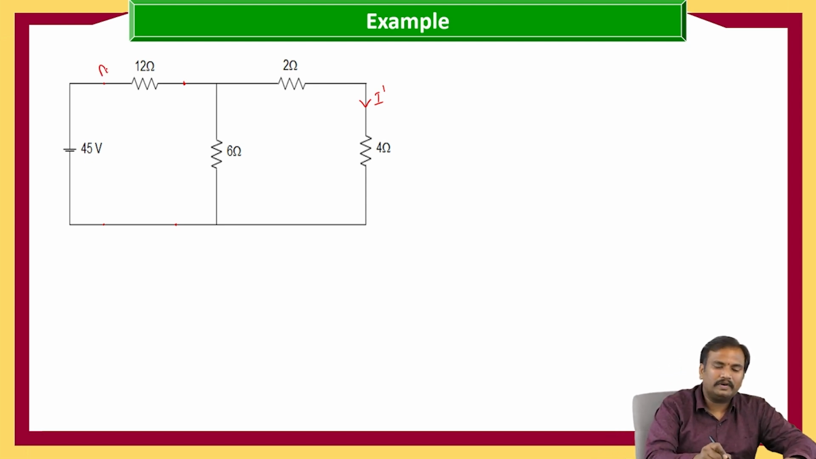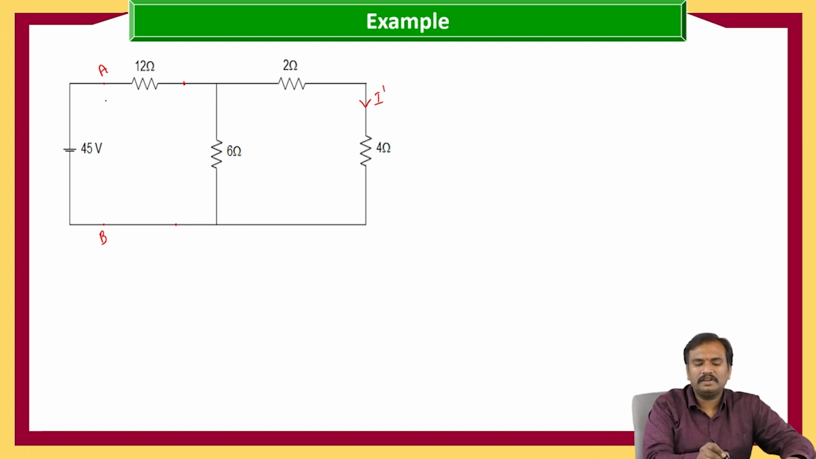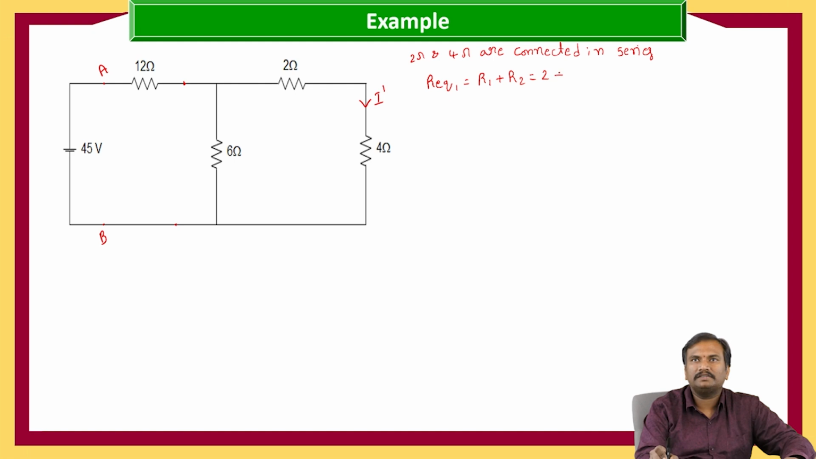So let us calculate the equivalent resistance between the AB terminals. Here, if you see from these two terminals, the 2 ohms and 4 ohms are connected in series. So R equivalent 1 equals R1 plus R2, that is equal to 2 plus 4, which equals 6 ohms.